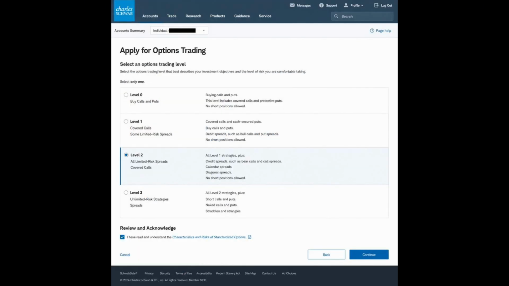Next step is apply for option trading approval. So if your account isn't yet approved, you can go to accounts, tap on trading access and apply for at least level 2 to trade both calls and puts including spreads.